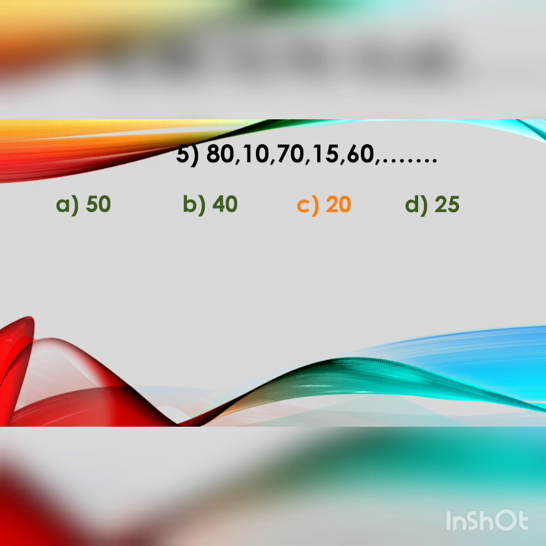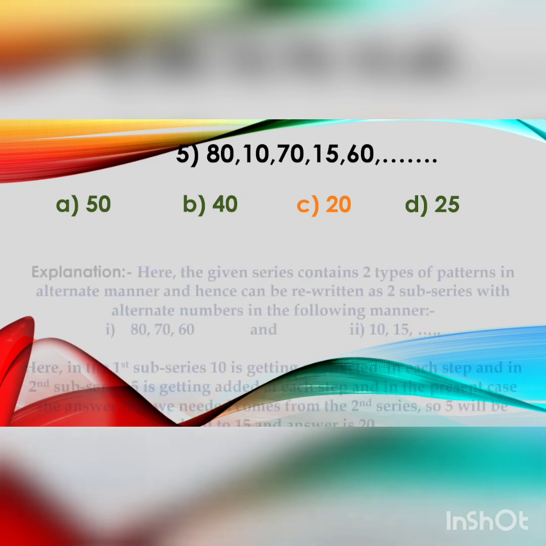Here in the first sub-series 10 is getting subtracted in each step and in the second sub-series 5 is getting added at each step, and in the present case the answer that we needed comes from the second series, so 5 will be added to 15 and the answer is 20.